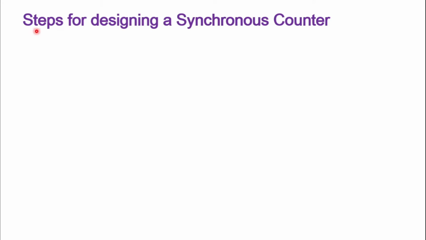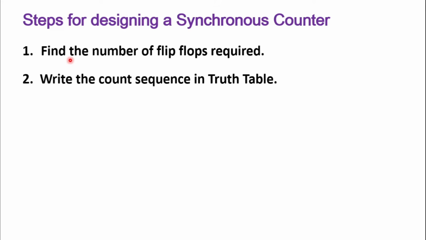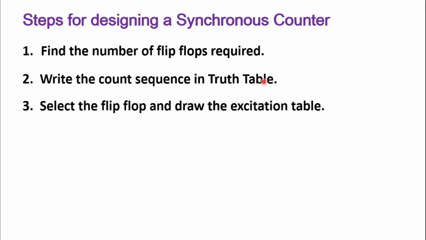Let us go through the steps for designing a synchronous counter. The first step is to find the number of flip-flops required. How many flip-flops you are going to require in order to design a synchronous counter, you have to find out first. In the second step, you have to write down the count sequence in the form of truth table. In the third step, you have to select the flip-flop and draw the excitation table.